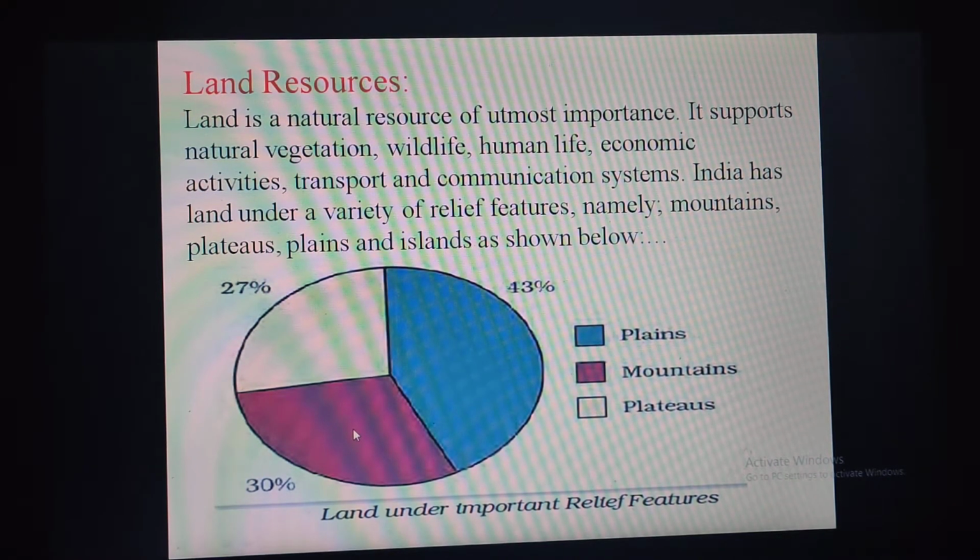Whereas here in the purple color, you can see 30% of the area is mountain. And here the remaining 27% is of plateaus. Let us move forward.